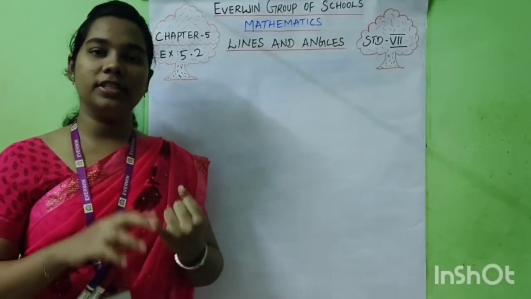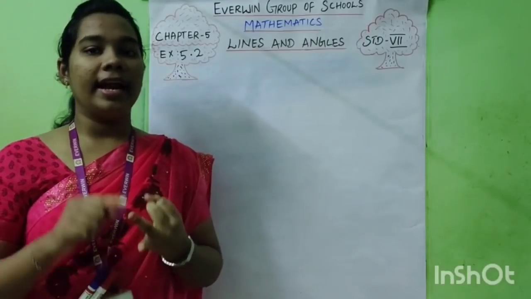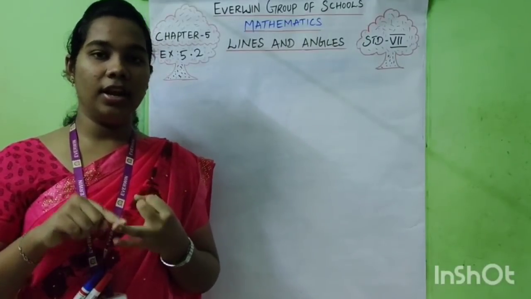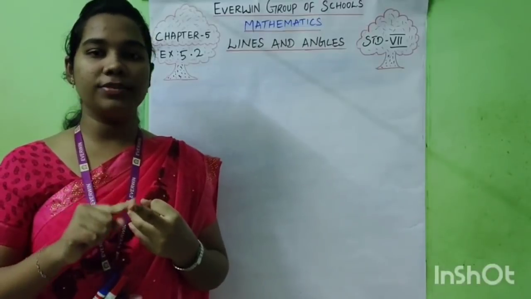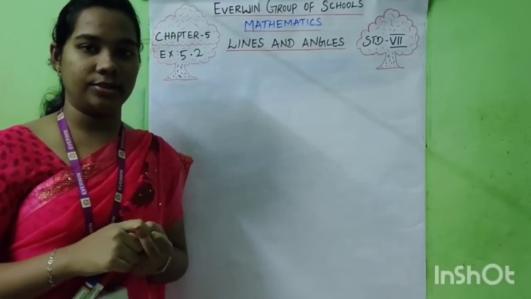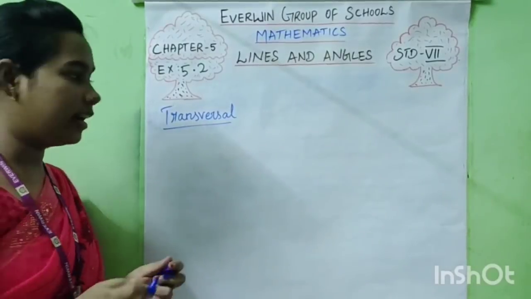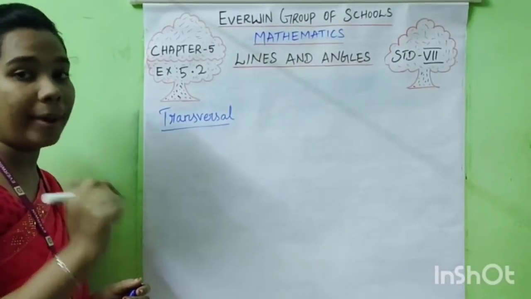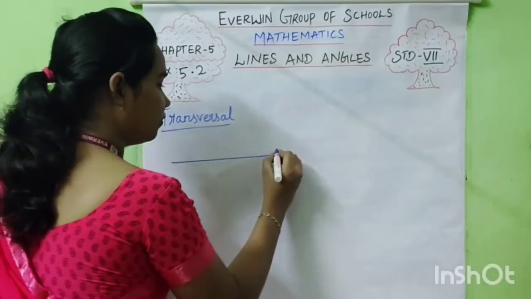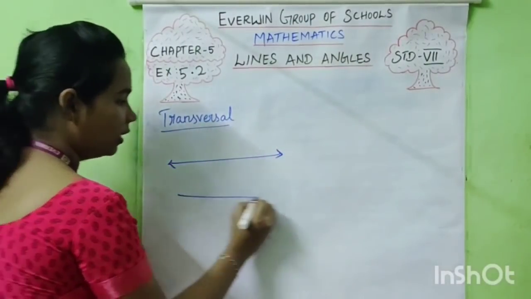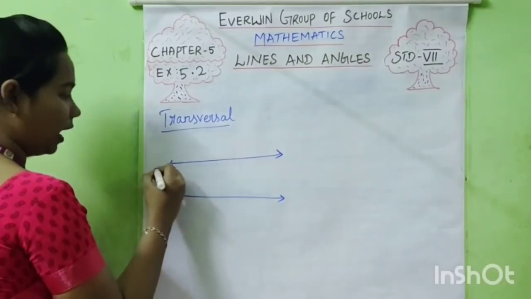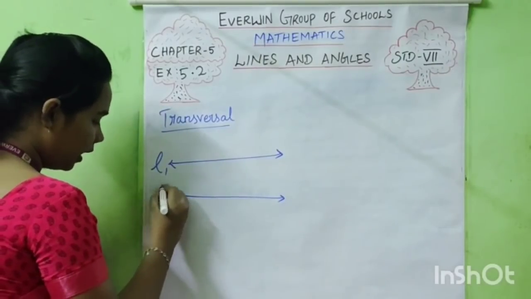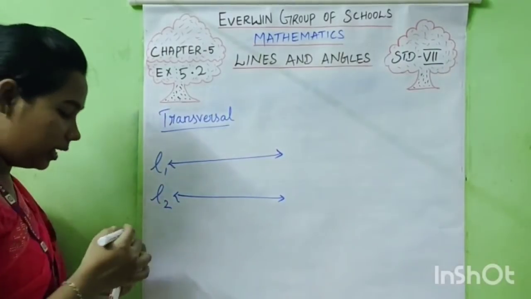We will discuss first what is a transversal and the angles made by a transversal. Also, we will discuss some properties which we are going to use in this exercise. First, let us see transversal, children. To show a transversal line, I am going to take two parallel lines. This is my first line, and this is my second line. I am naming them L1 and L2, line 1 and line 2.